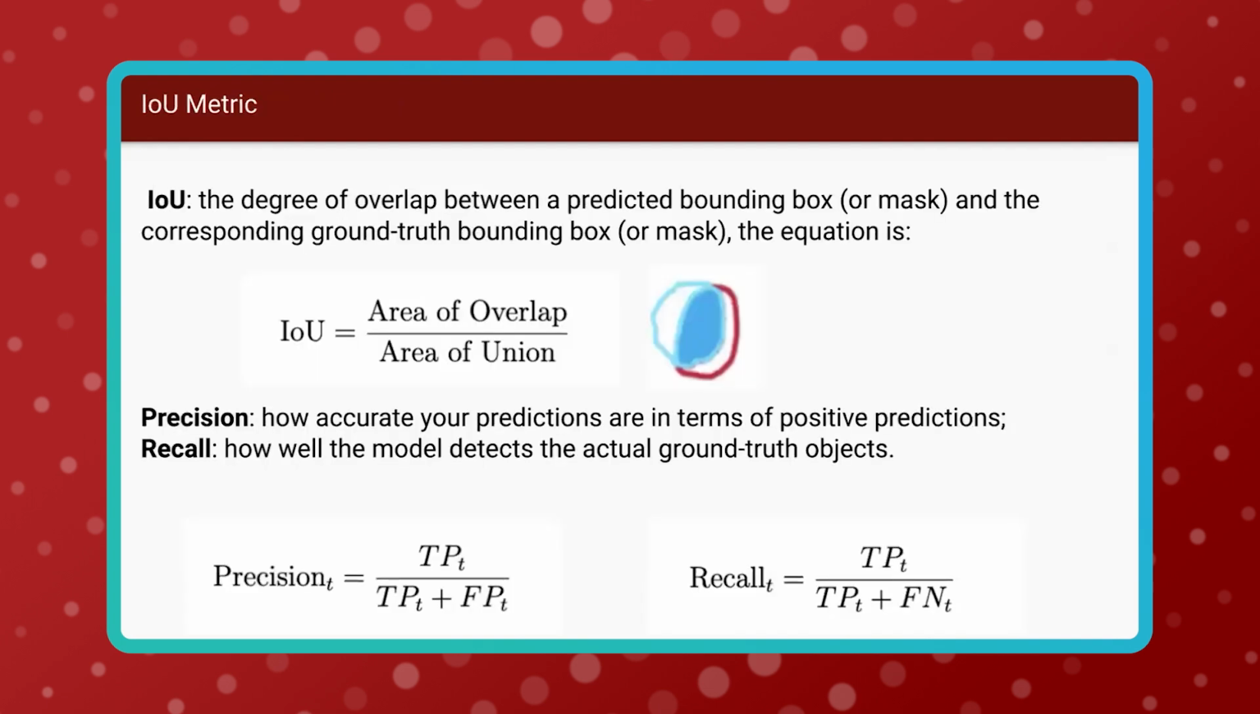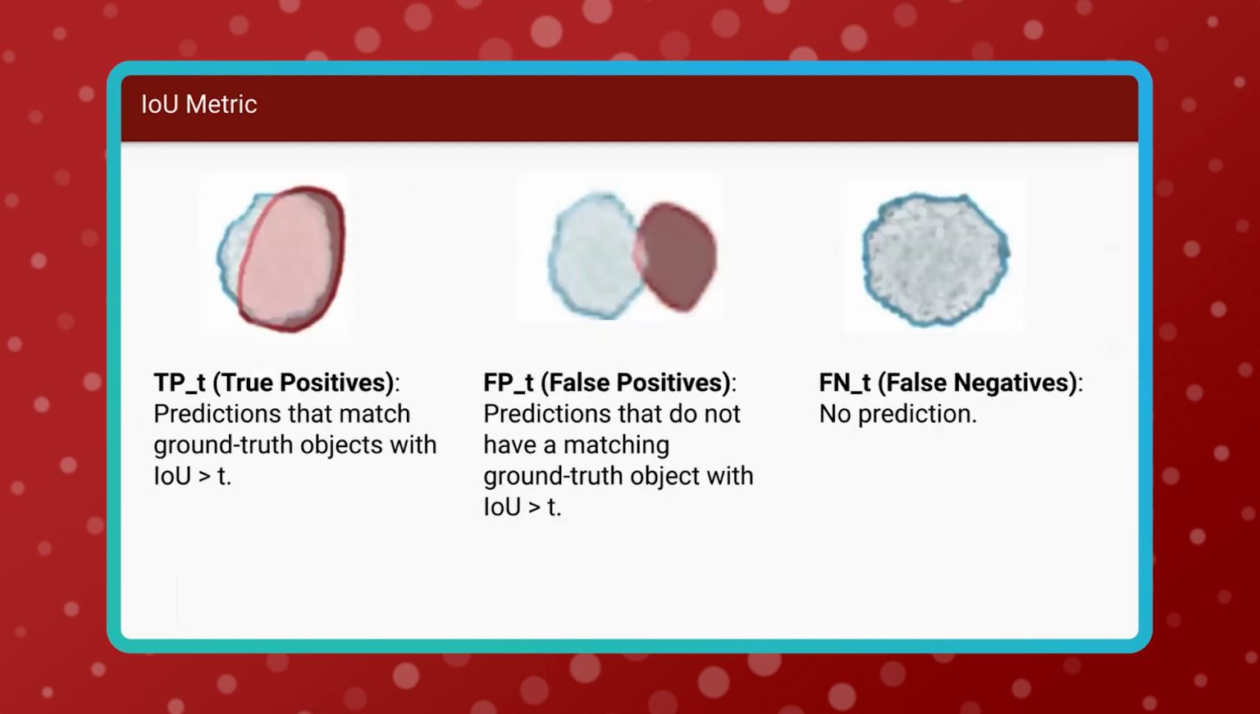We talked a lot about intersection over union. This is a metric that is the degree of overlap between a predicted bounding box or mask and the corresponding ground truth bounding box or mask. The equation is the area of overlap, which is the intersection, over the area of union. Precision tells us how accurate the predictions are in terms of positive predictions, and recall is how well the model detects the actual ground truth objects.